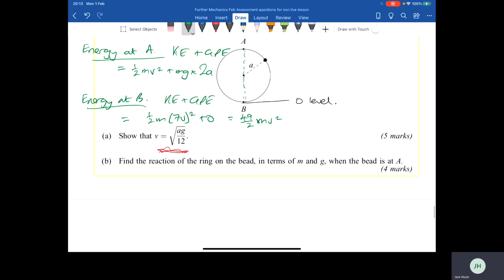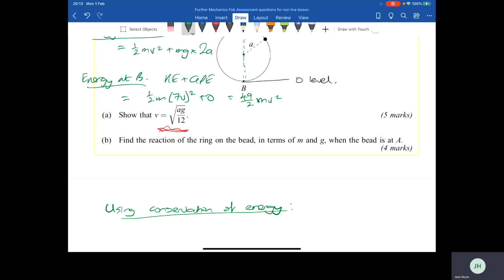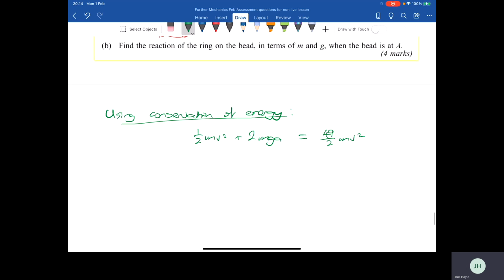And now we can say, using the conservation of energy, and I would encourage you very much to write it down. You'll be doing some questions that have lots and lots of processes. Write down, again, it's also good to signpost for the examiner, but also for your understanding. So energy before, which is half mv squared plus 2mga. I say energy before. Energy at the top, energy at A, is equal to the energy at B, which is the 49 over 2 mv squared.